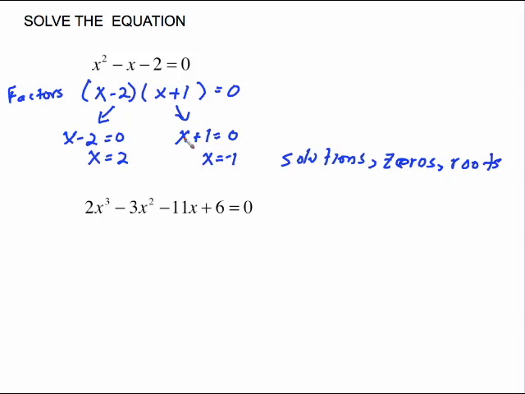There is a definite relationship between a factor and a root. The factor has got the x part with it. The root is just the number. That's pretty easy to solve by factoring. We had x squared, we had two factors, we got two zeros.